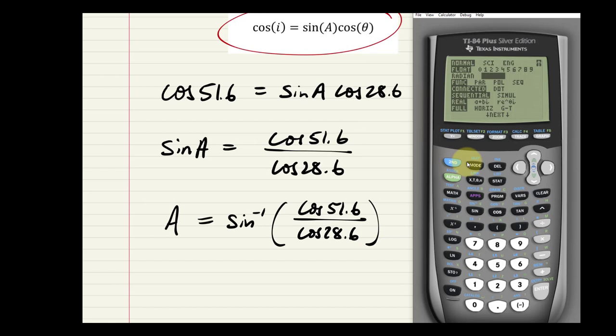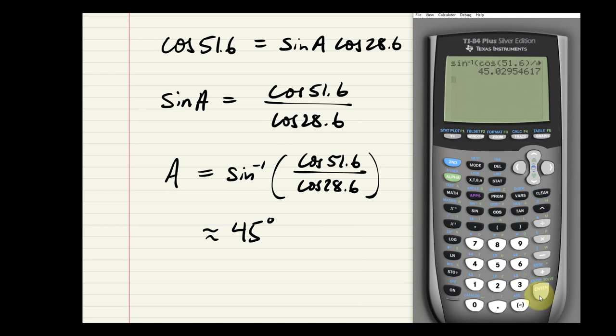We need the sine inverse. We'll do the cosine of 51.6 and then divide by the cosine of the latitude 28.6, and we get about 45 degrees. Let's round that off to, well, let's say 45.